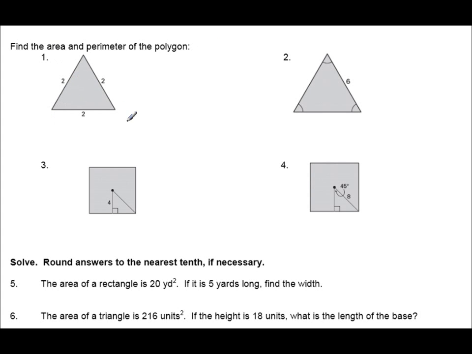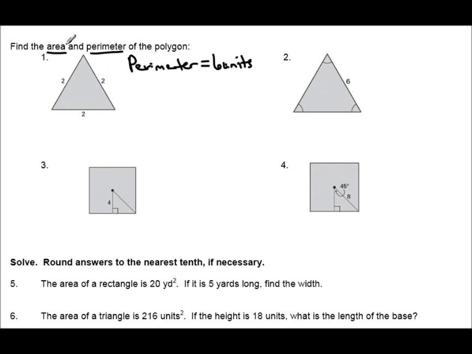So let's come back to this equilateral triangle. How would we find the area and the perimeter? Well, let's start with the easy one, the perimeter. Remember, perimeter is walking distance, or how far around the triangle it is. So there's a length of 2 here, 2 here, and 2 here. So there's a total of 6 units around the triangle.